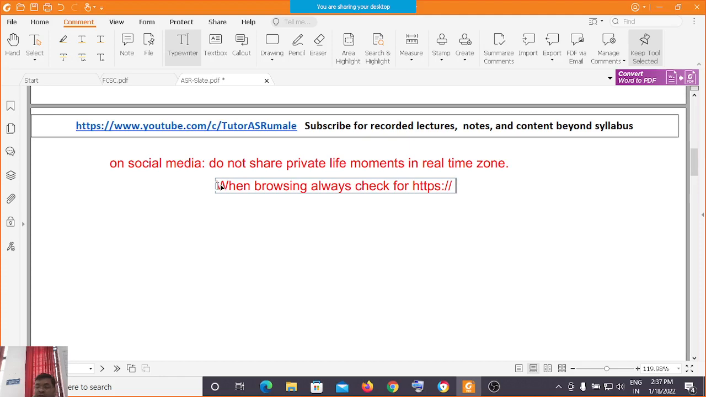Generally, people use plain HTTP only. And HTTP, if you are on this, is vulnerable to cyber attack. So, if you open such a site that is not HTTPS, okay? This can cause a problem.